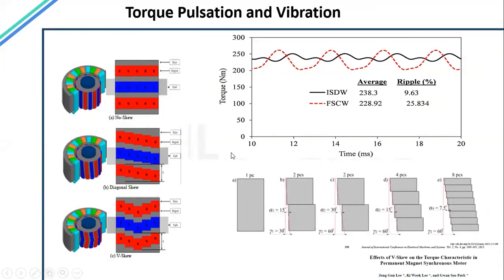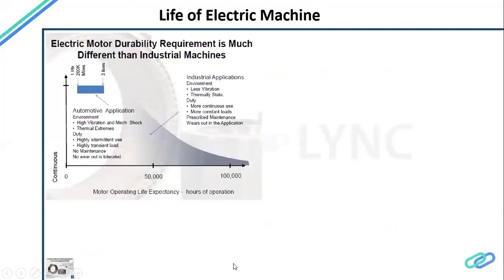That gives a skew which eliminates some kind of harmonics in the torque and reduces pulsation, which can be better from a model analysis perspective, structural perspective. So this is one element. Another element is the life of the electric machine.